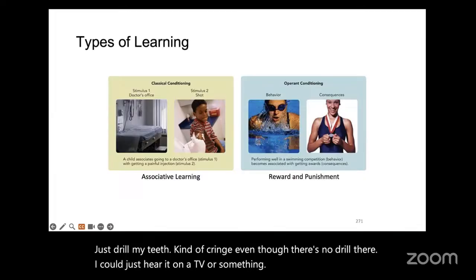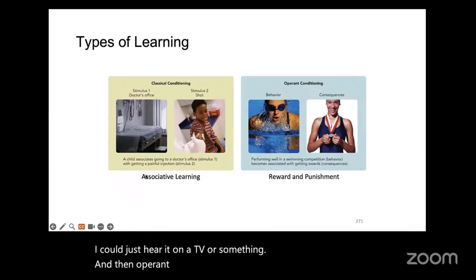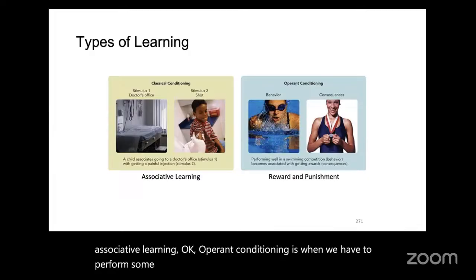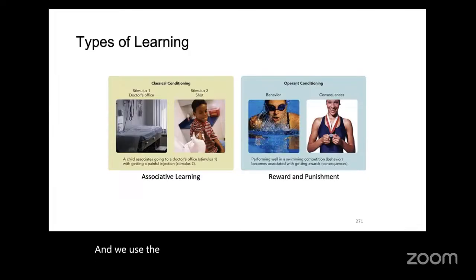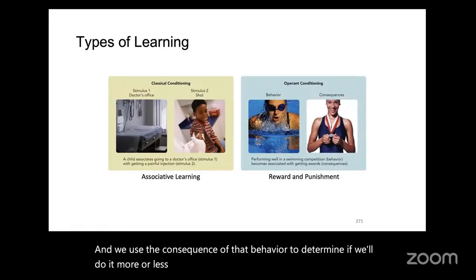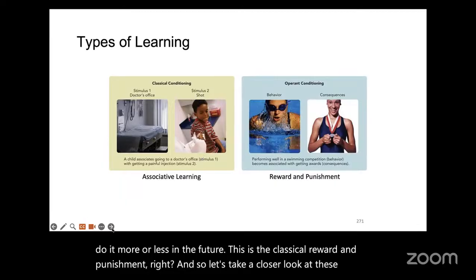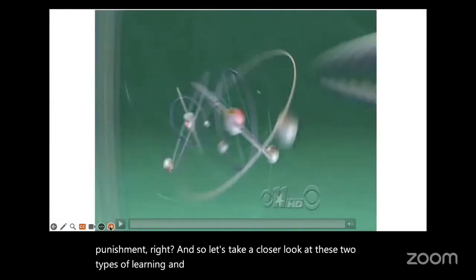And then operant conditioning. So this is what's known as associative learning. Okay. Operant conditioning is when we have to perform some type of behavior and we use the consequence of that behavior to determine if we'll do it more or less in the future. This is the classical reward and punishment, right? And so let's take a closer look at these two types of learning and some of the nuances behind them.